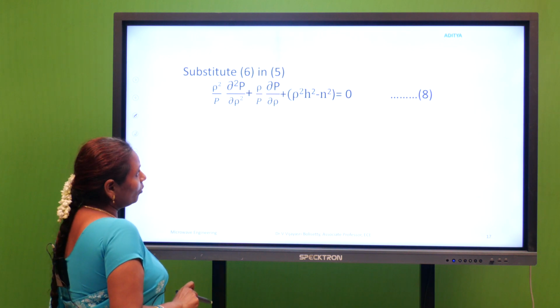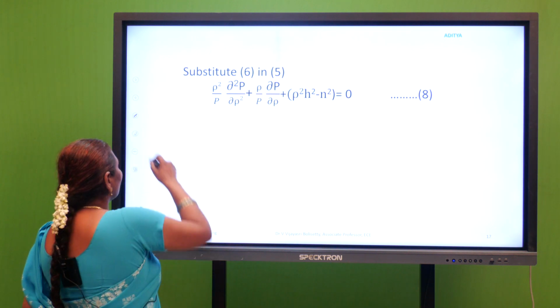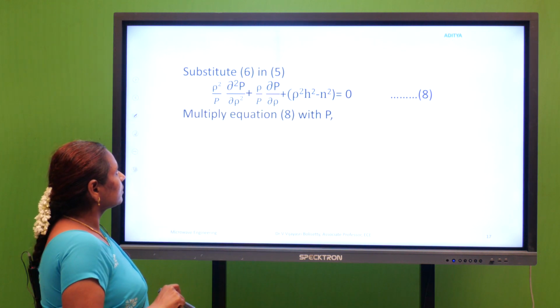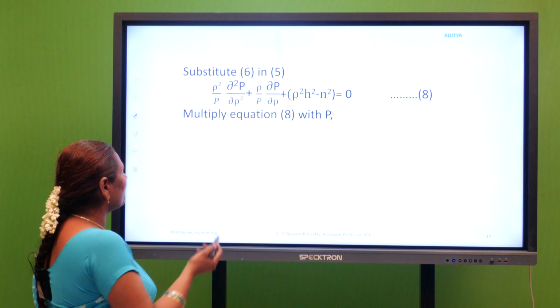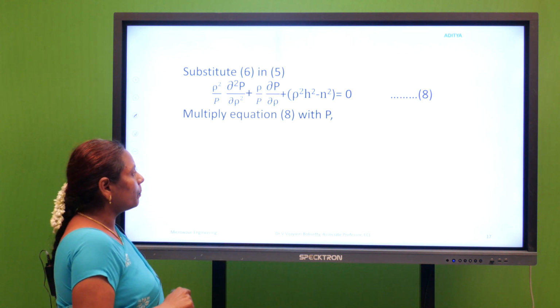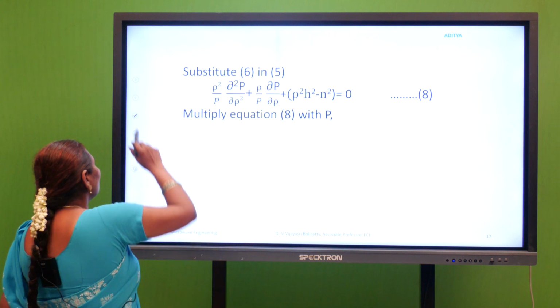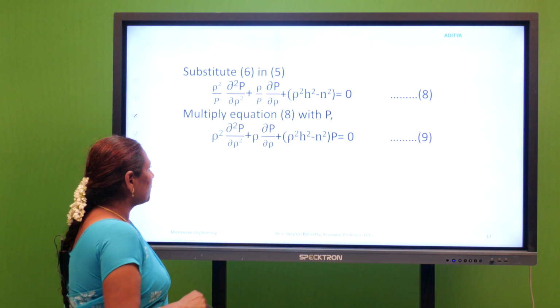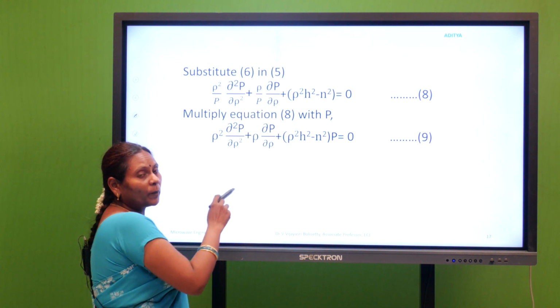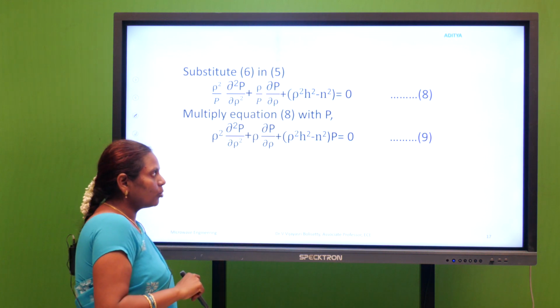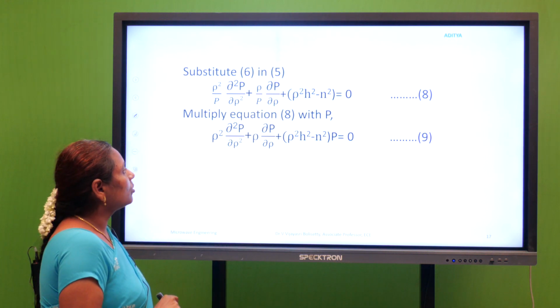If you observe this equation, it has the term P in the denominator. So multiply this equation 8 with P. We are going to get rho square d square P by d rho square plus rho dP by d rho plus rho square h square minus n square into P is equal to 0.